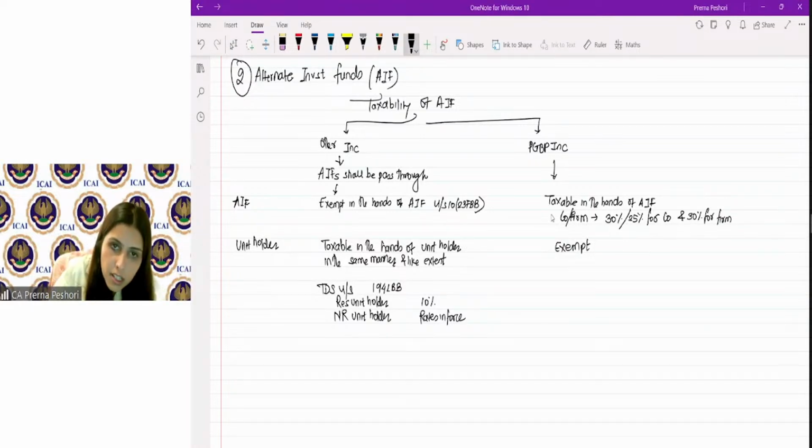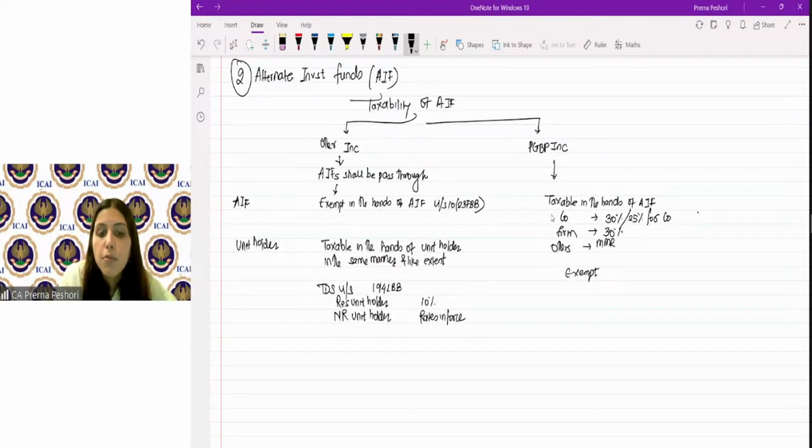And if it is, so you can write like this. For company, this is 30 or 25%. For firm, this is 30%. And for others, it shall be the MMR. For other than company or firm, it shall be the MMR.